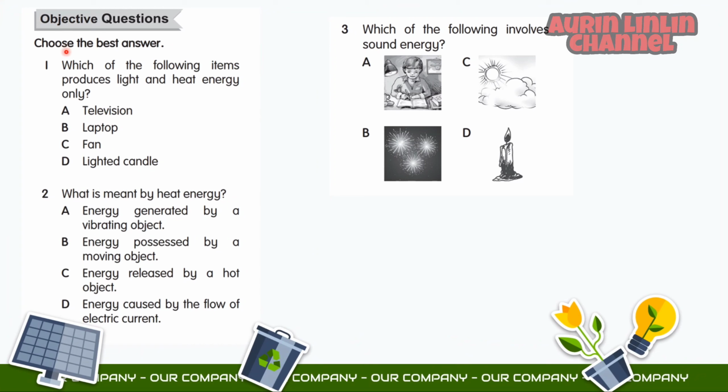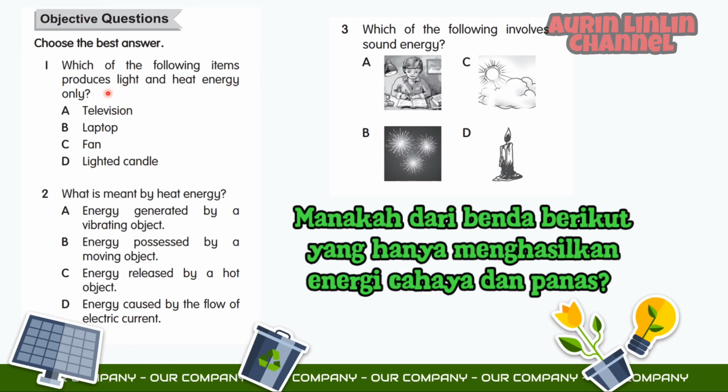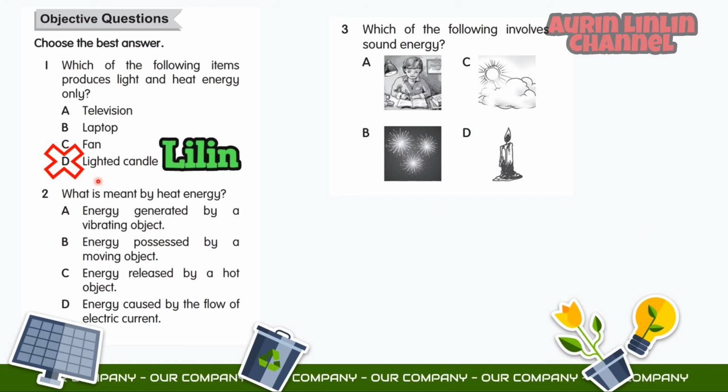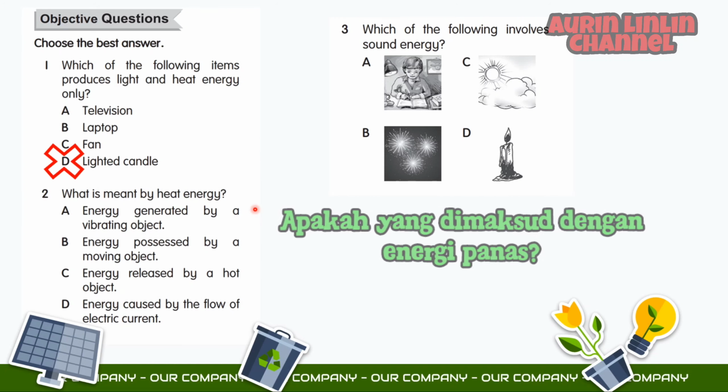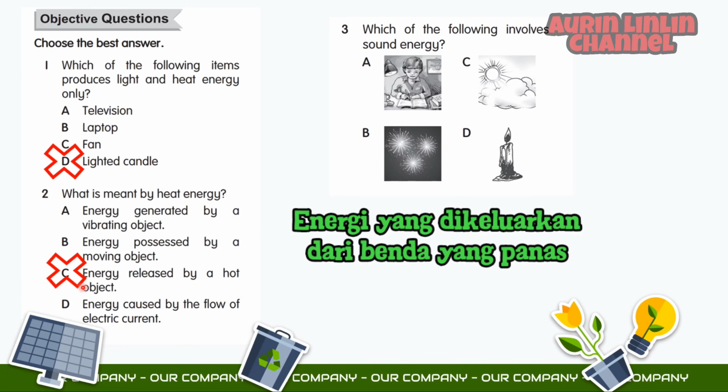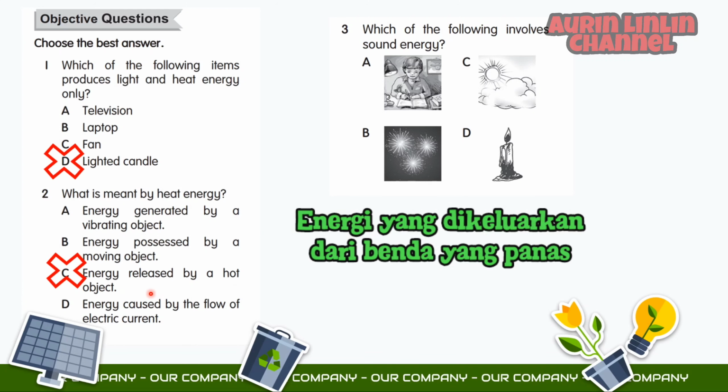Objective questions. Choose the best answer. Number 1. Which of the following items produces light and heat energy only? And the answer is lighted candle. Number 2. What is meant by heat energy? The answer is C. Energy released by a hot object.